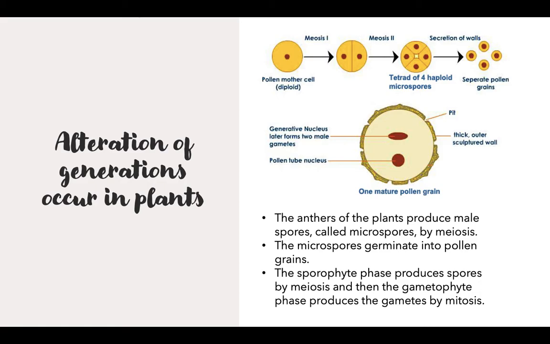So in plants, sex cell production is aided by a process called alternation of generations. In males, the anthers of the plants produce male spores called microspores by meiosis. The microspores germinate into pollen grains. So the sporophyte phase produces the spores by meiosis, and the gametophyte phase produces gametes by mitosis.